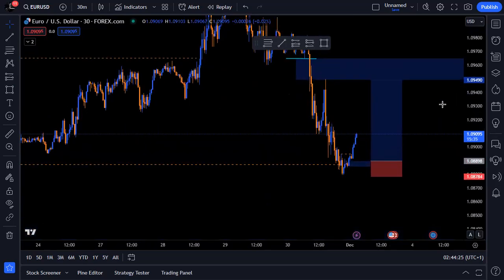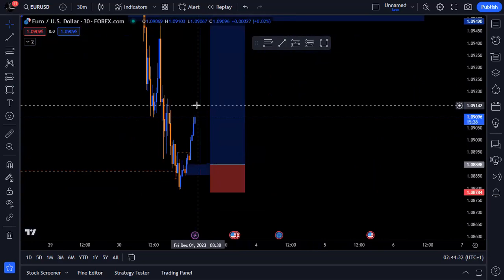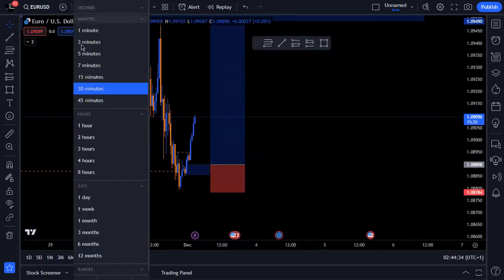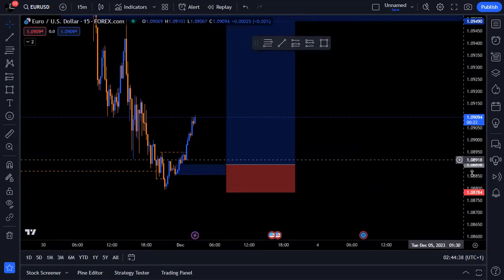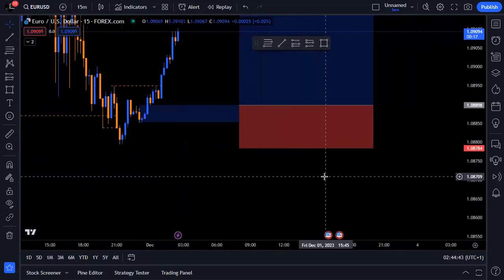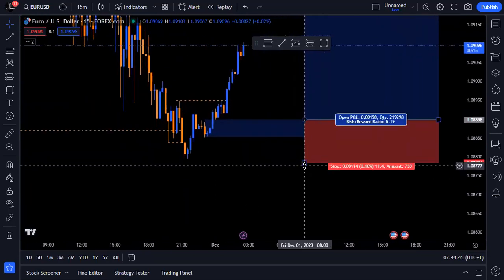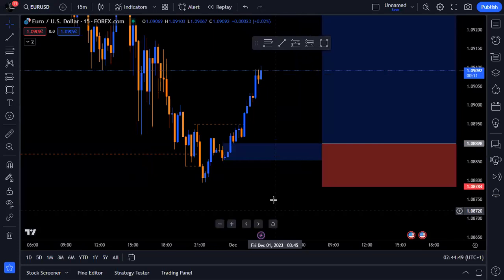Now I want to teach you guys something also. Anywhere you see an order block plus a fair value gap, just like this one we saw now, it most times gives you a very strong confirmation. Whenever I see an order block plus a fair value gap, it gives you a strong confirmation.